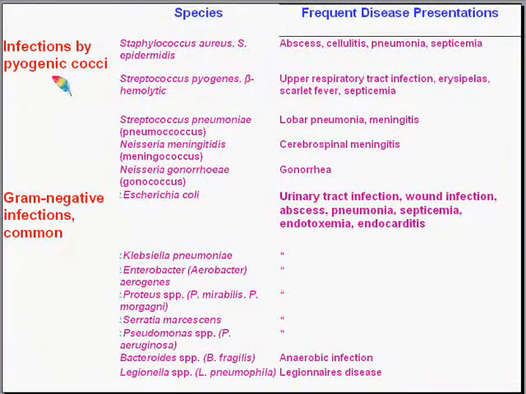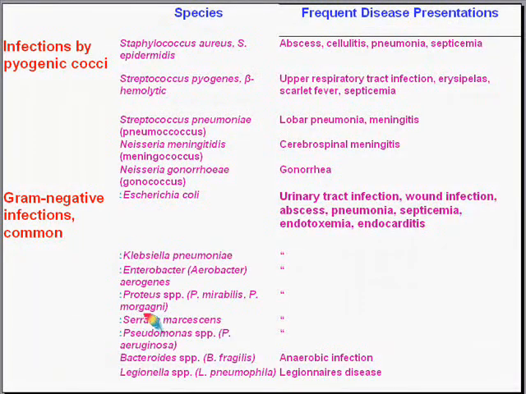Second category are the so-called gram-negative infections. And to me, it looks like almost all the gram-negatives are bacilli. So the term gram-negative infection or gram-negative bacilli can almost be used interchangeably. And they are the single biggest, most common causes of urinary tract infections, wound infections, abscesses in various places, many different types of pneumonias, septicemias, and they can exhibit endotoxins. They can also cause endocarditis.